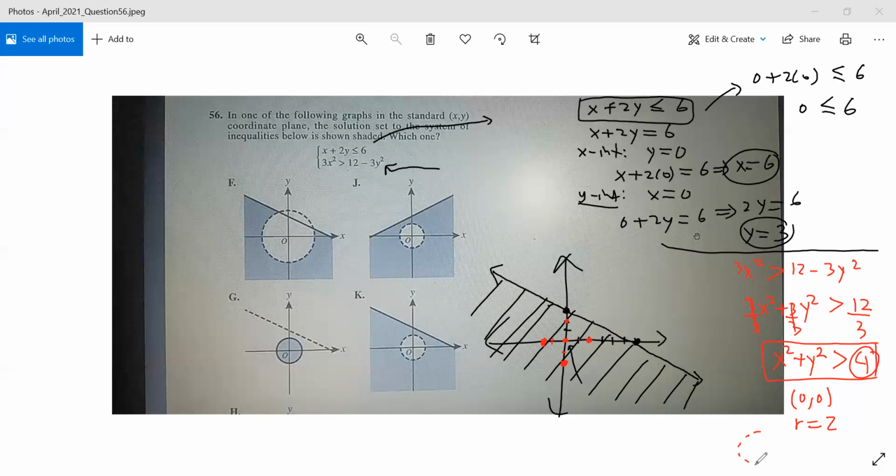So we're going to have a circle, but it's going to be a dotted circle like this, because you don't have equality. You don't have a line beneath that inequality symbol, so it has to be a dotted one. So I will just make this dotted one here. And then x squared plus y squared is bigger than 4. If it's bigger than 4, then you're going to shade outside. So it's going to be everything on the outside of the circle.